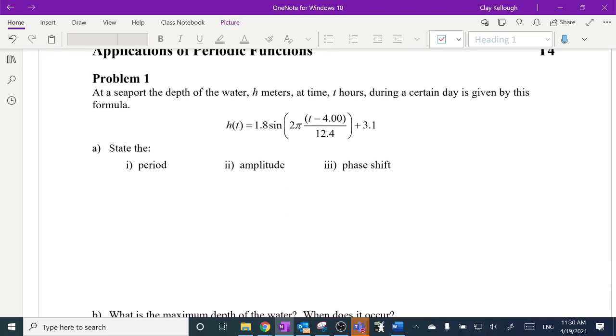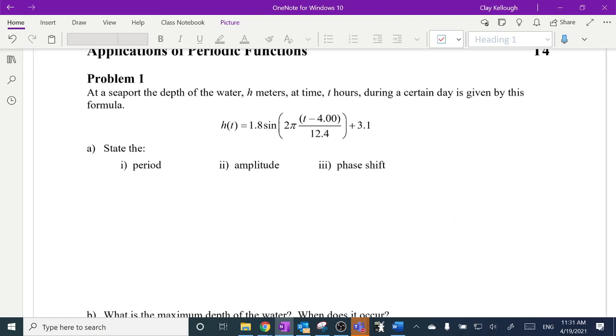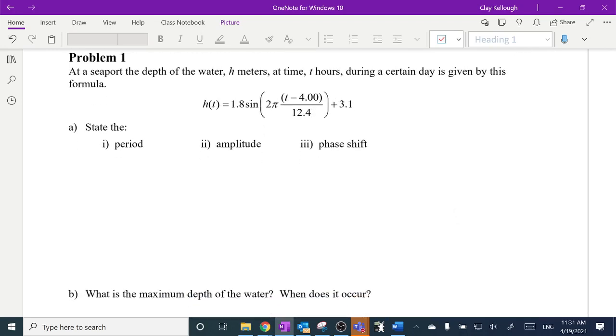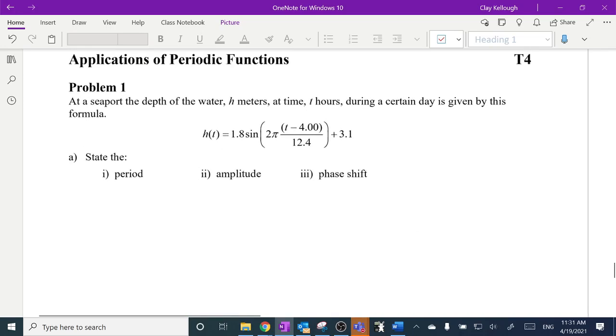Temperature is sinusoidal. It repeats in a cycle. Tides are sinusoidal. They repeat in a cycle. At a seaport, the depth of the water, h meters at time t hours during a certain day, is given by this wonderful-looking formula. State the period, the amplitude, and the phase shift. All right. What do you notice about that formula? I hope you notice that it doesn't really look like this.